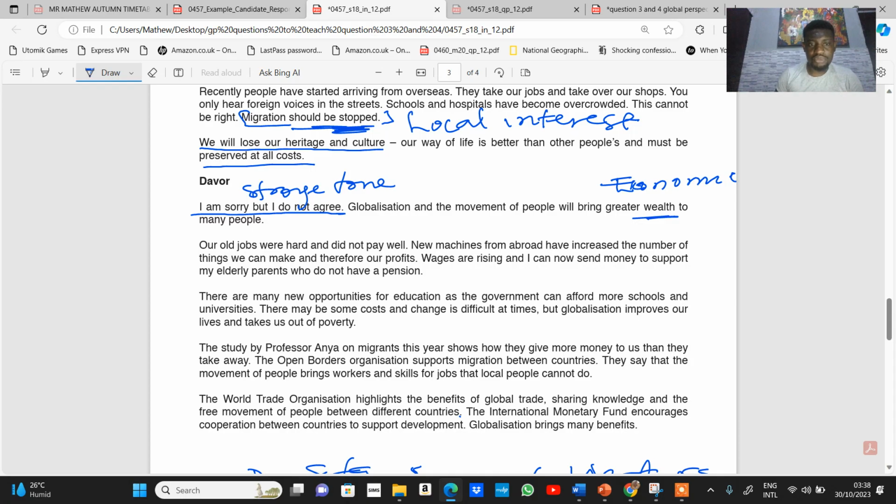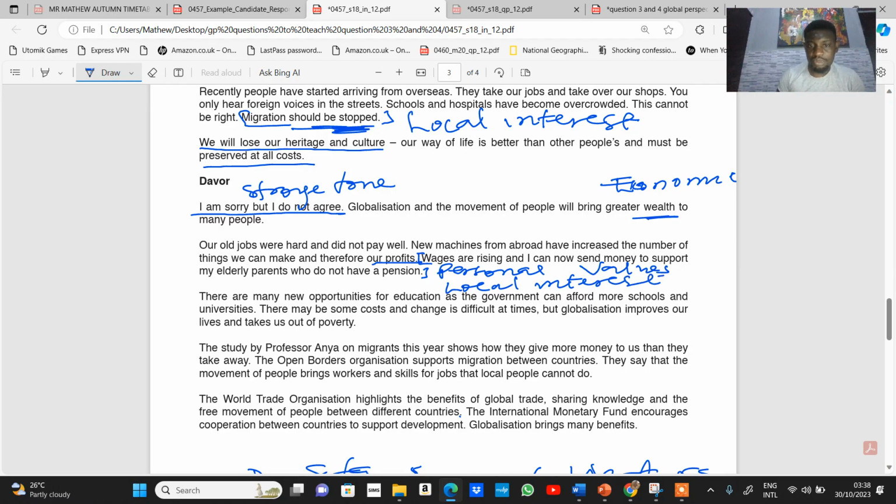Now, our old jobs were hard and did not pay well. New machines from abroad have increased the number of things we can make and therefore our profit. Now, wages are rising and I can now send money to support my parents. So, you see, he has looked at his personal values. Now, send money to his parents who do not have pension. So, that is also a local interest.